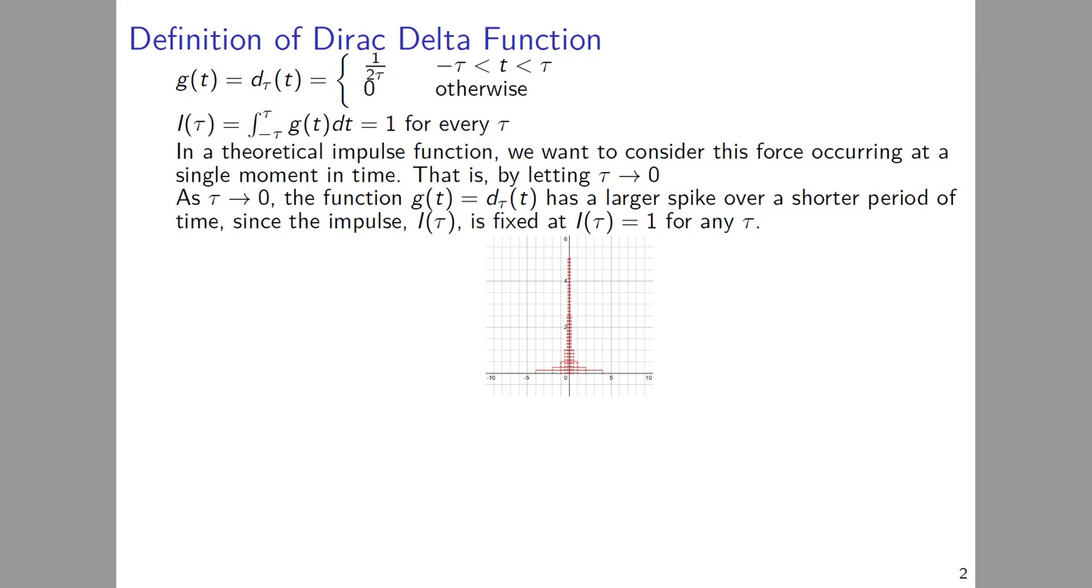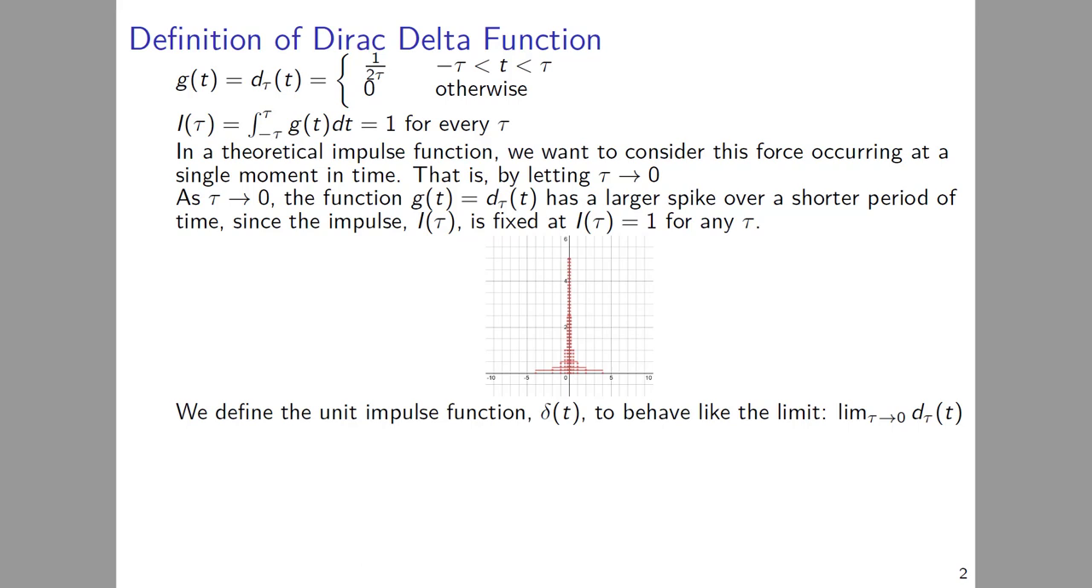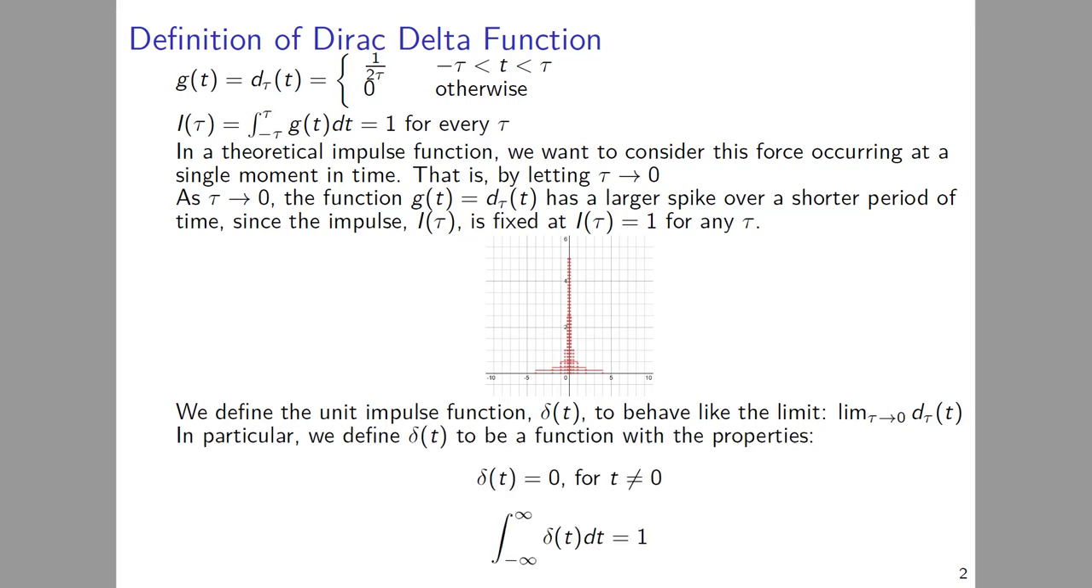We use this idea to define the unit impulse function that we call delta of t, to behave like the limit as tau goes to 0 of d sub tau of t above. In particular, we define delta of t to be a function with the properties that delta of t is 0 for t not equal to 0, and that the integral from negative infinity to infinity of delta of t dt equals 1, just like the integral of d sub tau of t equals 1 given by I of tau.